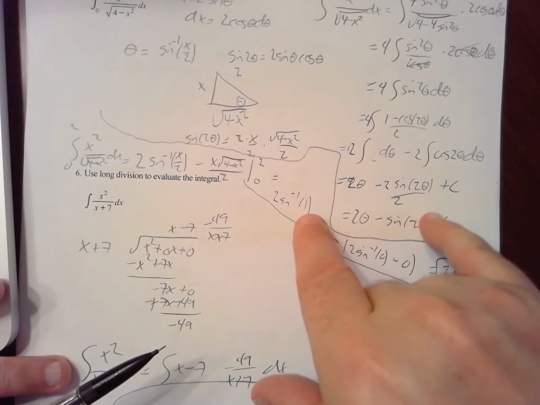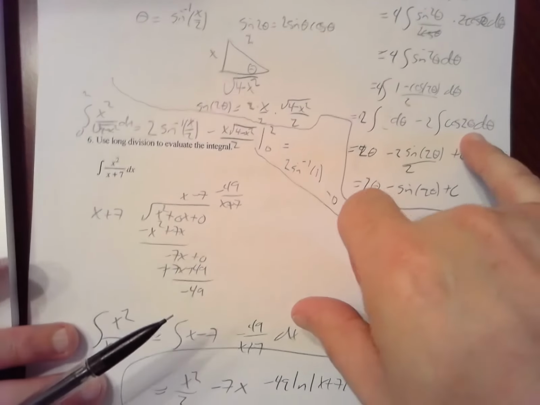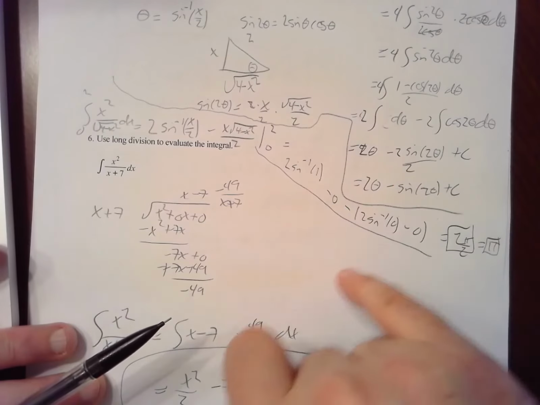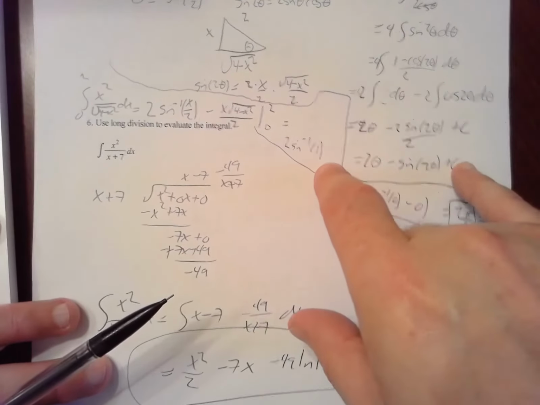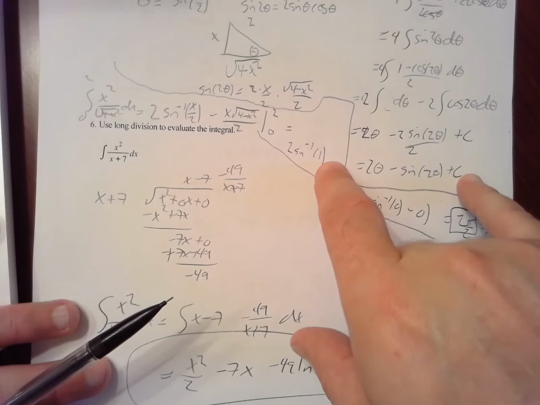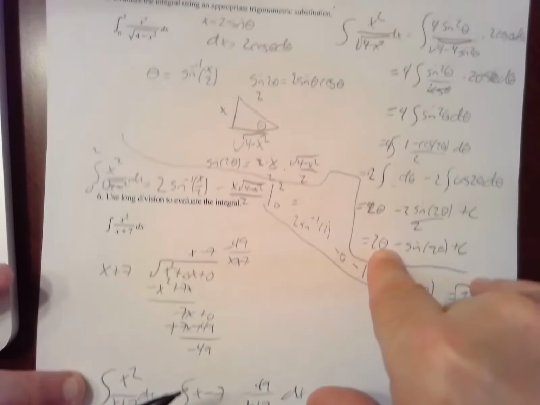Do each integral separately. That's a substitution right there. We get an extra 2 in the bottom, which cancels. Then when we get down here, we need to convert back into x's. So theta was arcsine of x.